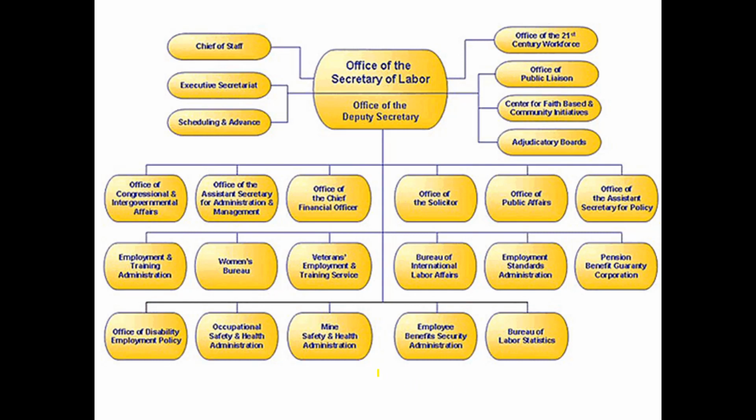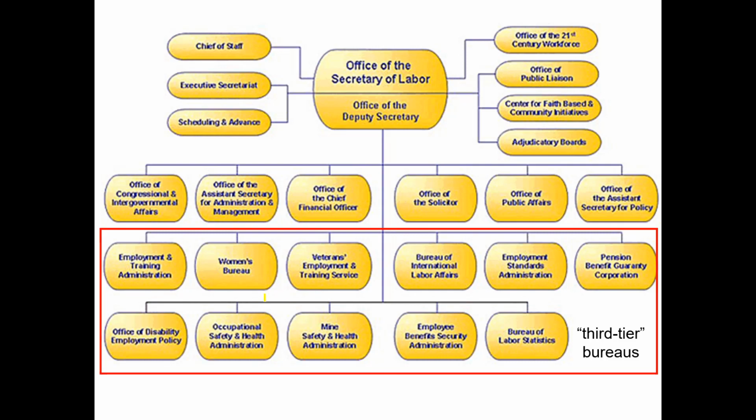Now, looking at the Department of Labor, we see the third-tier bureaus down here, some of which you may be familiar with. There's the Occupational Safety and Health Administration, called OSHA. That was actually initially created as an executive order by President Richard Nixon. The Bureau of Labor Statistics comes out with all the employment reports every month. You may be familiar with a couple of these others here in the Department of Labor.